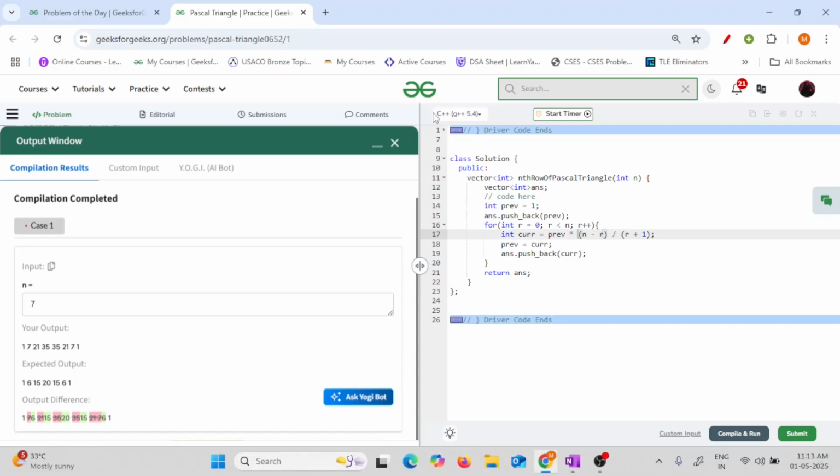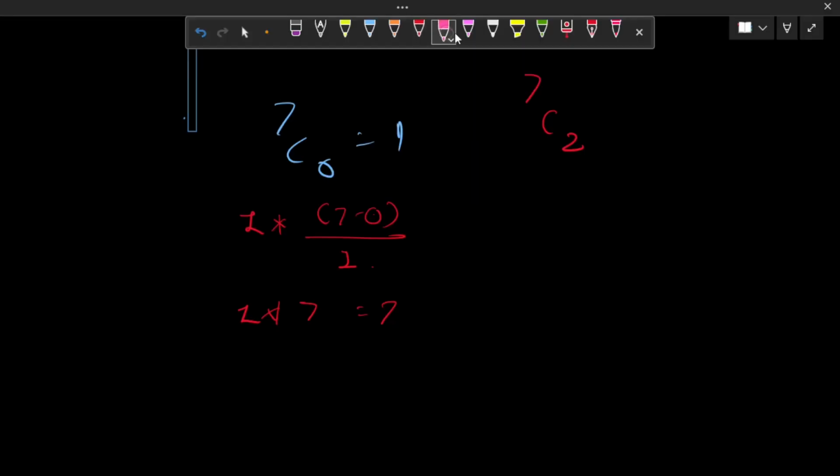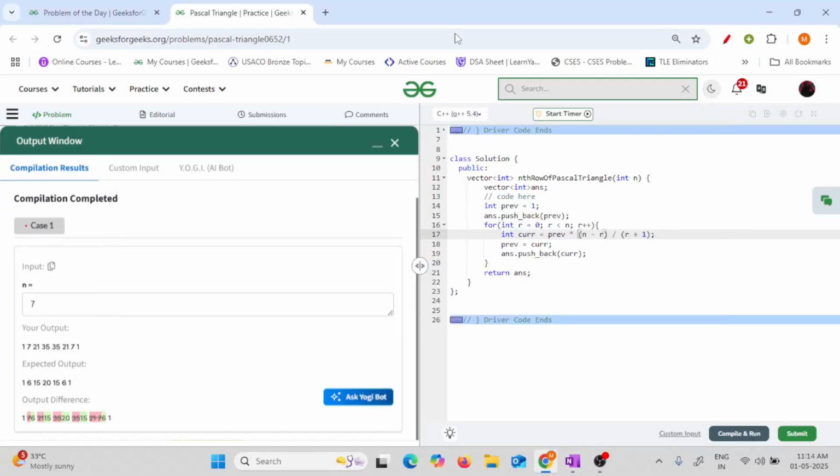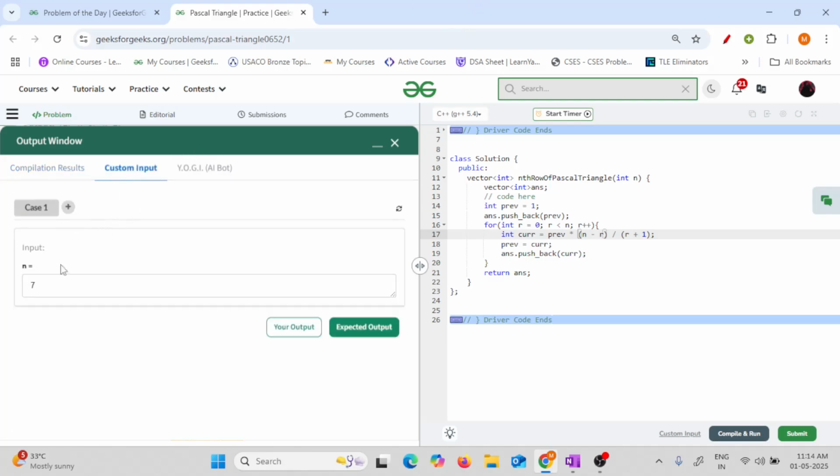No, it is giving 6. Expected output 160. Let me check what is wrong with this test case. Let me check 7C0, which is 7 factorial divided by 7 factorial, so it will give 1. Now I want to check 7C1, 7 factorial over 6 factorial, so it will also give 7. There is no chance of error there, so maybe I'm doing something wrong elsewhere. Let me change the input.